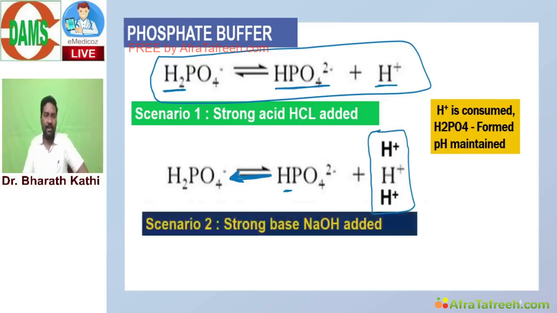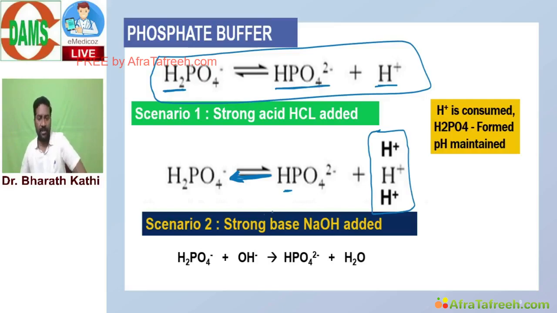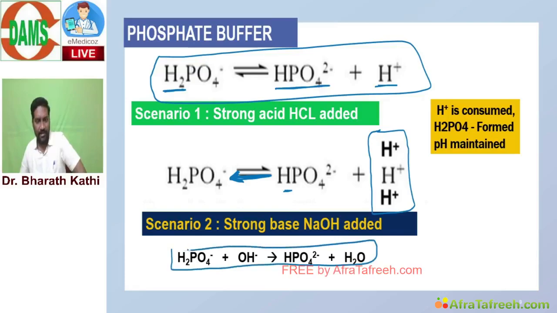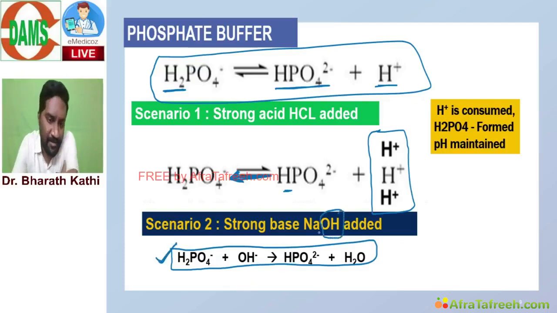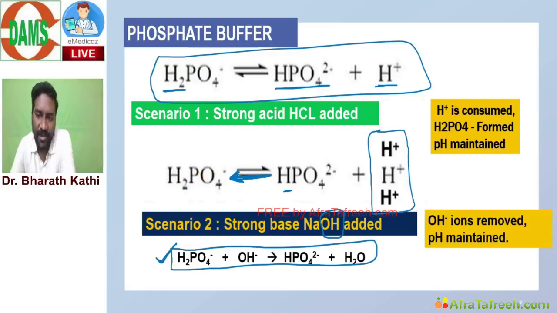pH can be maintained. Now second scenario, let a base such as NaOH be added. This NaOH directly reacts with H2PO4, resulting in HPO4 2-. You can see here there is a reaction between H2PO4 and OH-. From the OH-, this is the important part of the base. It can react with H2PO4 resulting in HPO4 2 minus and H2O, because OH minus ions are removed.